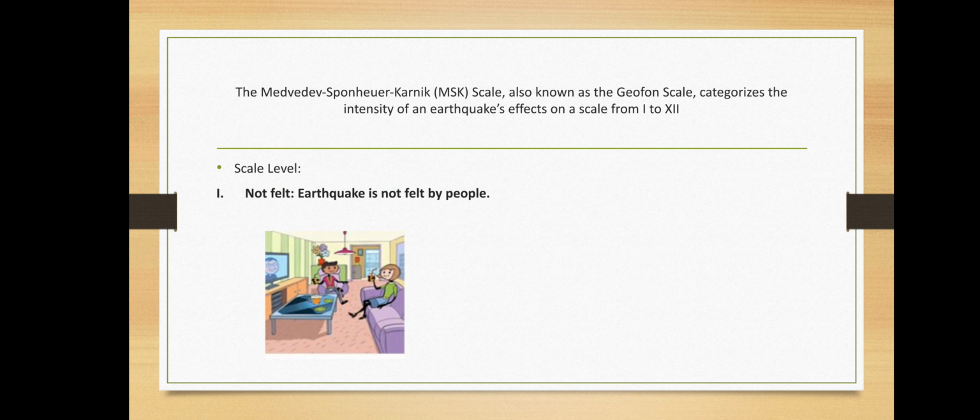The Medvedev-Sponheuer-Karnik MSK scale, also known as the Geofon scale, categorizes the intensity of an earthquake's effects on a scale from 1 to 12. Scale level 1, not felt. The earthquake is not felt by people. It is only recorded by seismographs.